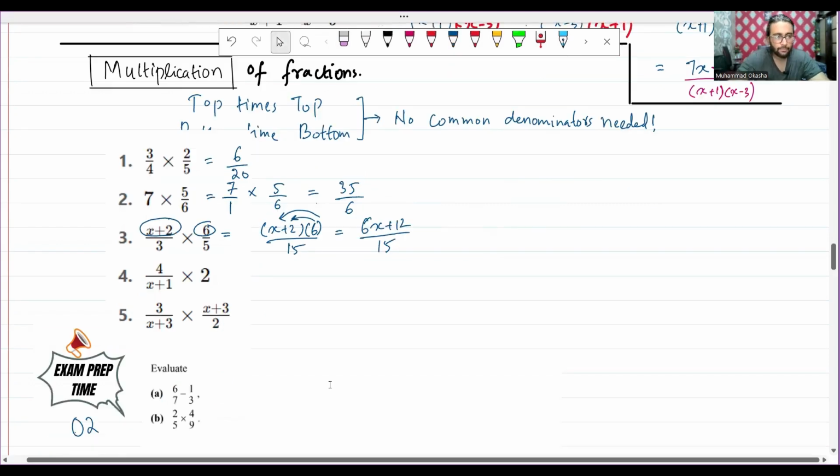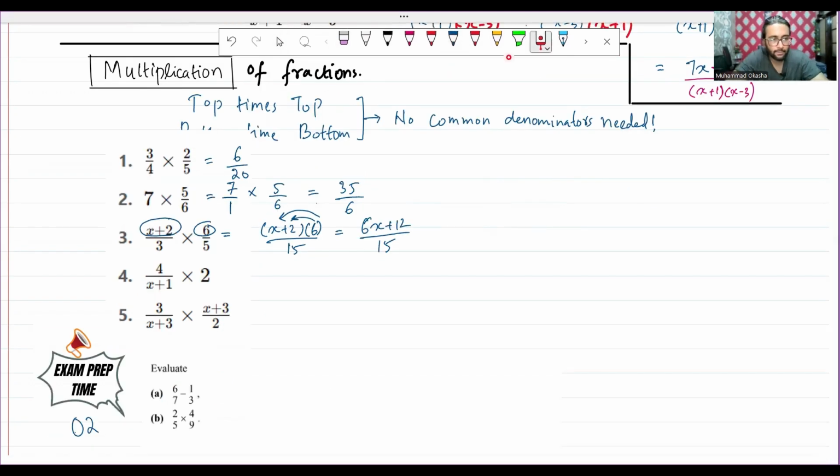The same thing applies over here as well. This question is actually like question number 2. 2 is actually 2 divided by 1. I hope it helps. So 4 divided by x plus 1 multiplied by 2 divided by 1. Top times top, bottom times bottom. 2 times 4 is equal to 8, and 1 times x plus 1. That will be 8 divided by x plus 1, and that is my answer.